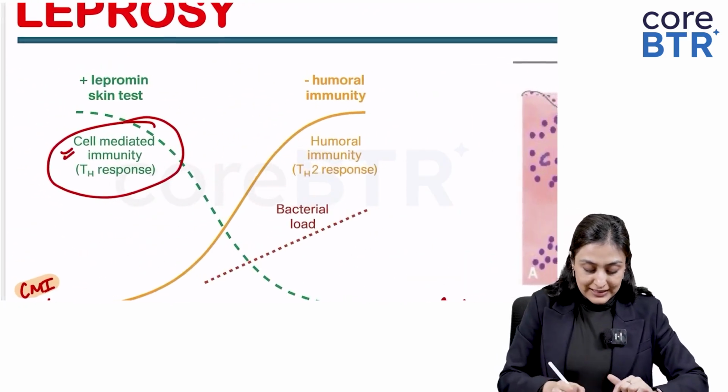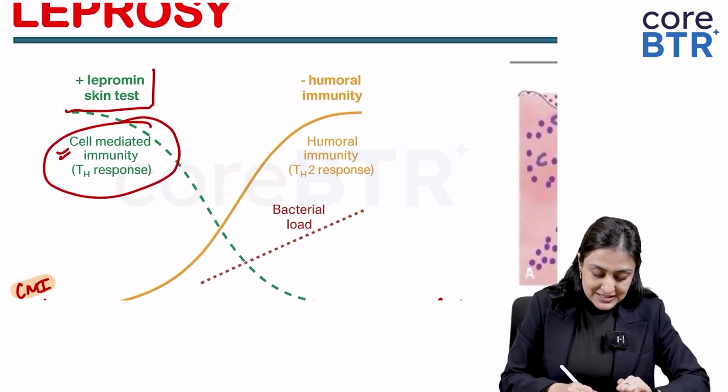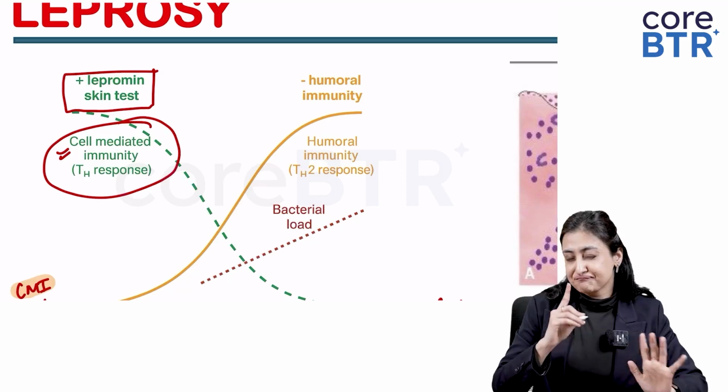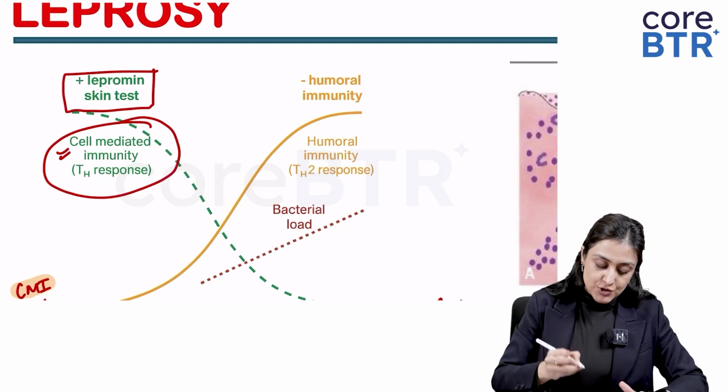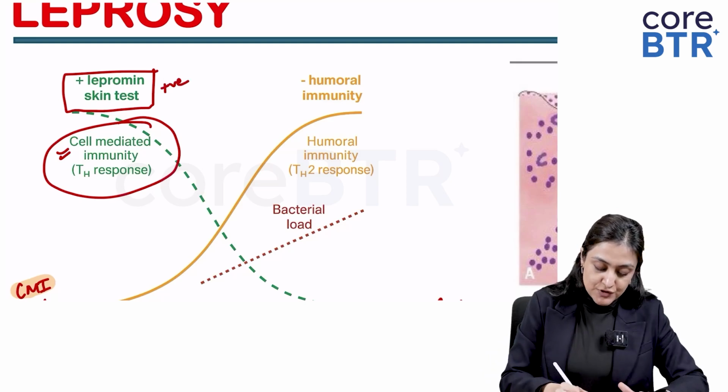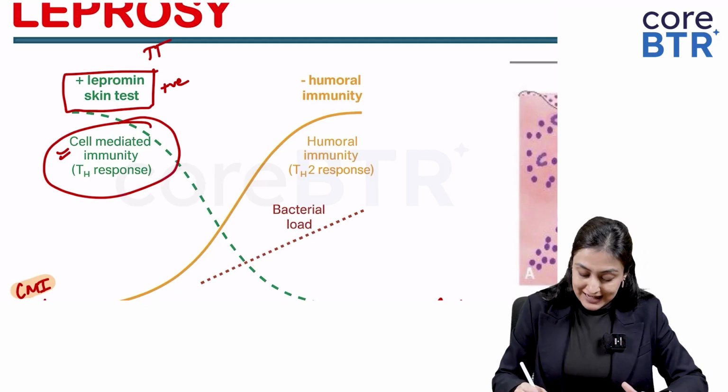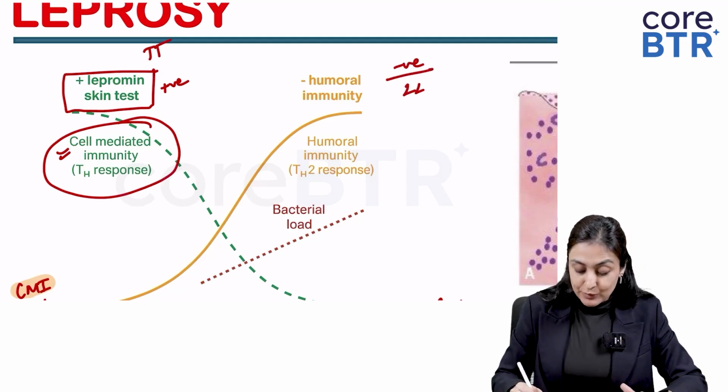Now we talk about lepromin. What students do is they mix this with slit smear. Opposite. What is lepromin? It's the counterpart of Mantoux, checking immunity. So can I say lepromin test is positive in tuberculoid pole and it is negative in lepromatous pole?